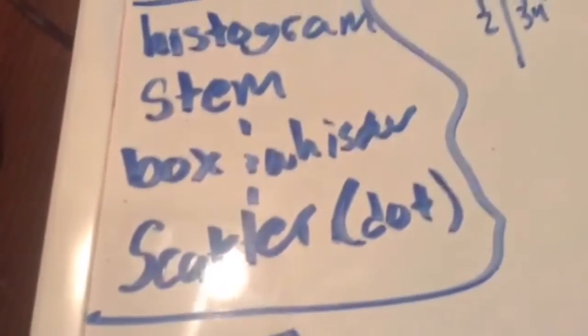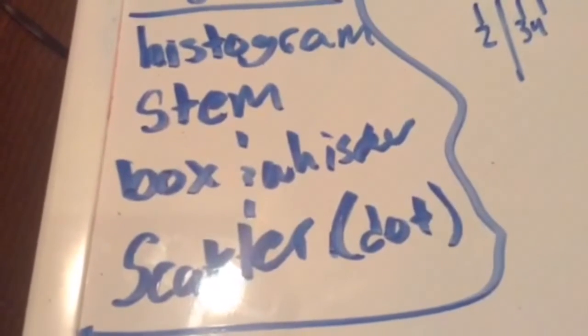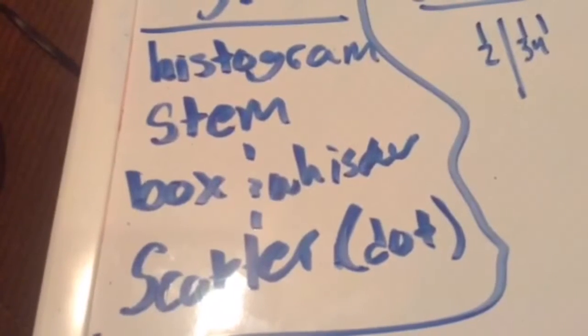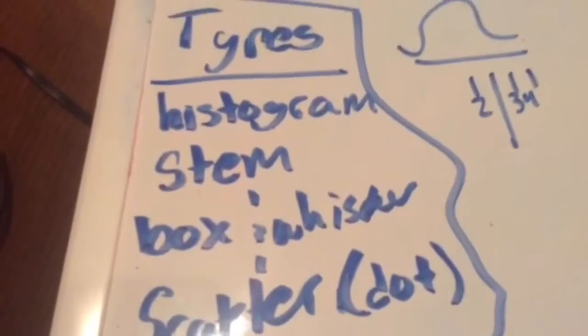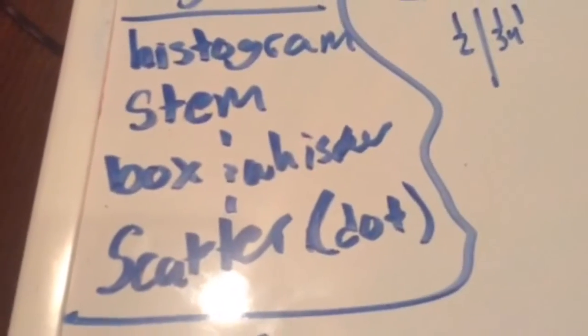So, meandering over to the types, we have a histogram, a stem plot, a box and whisker plot, and a scatter plot. Very exciting. Each of these are used in different ways, and these are the ones that are mainly used in AP statistics, but it is not limited to just these four.